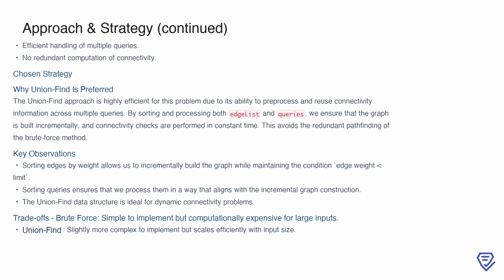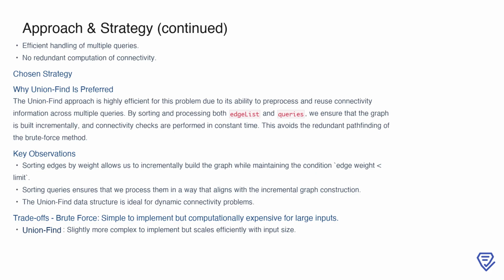First, we sort the edge list by weight. Then, we pair each query with its original index and sort the queries based on their limit. As we process the queries, we use the union-find data structure to dynamically add edges to the graph in ascending weight order. For each query, we ensure that all edges with weights less than the query's limit are already included in the graph. At this point, checking whether the two nodes in the query are connected becomes a matter of determining if they belong to the same connected component, which can be done in nearly constant time per query.